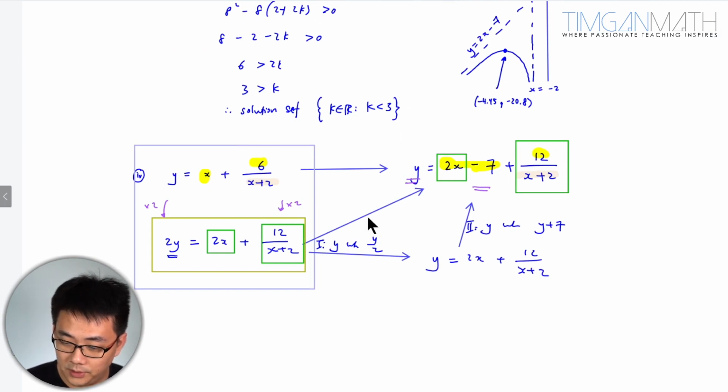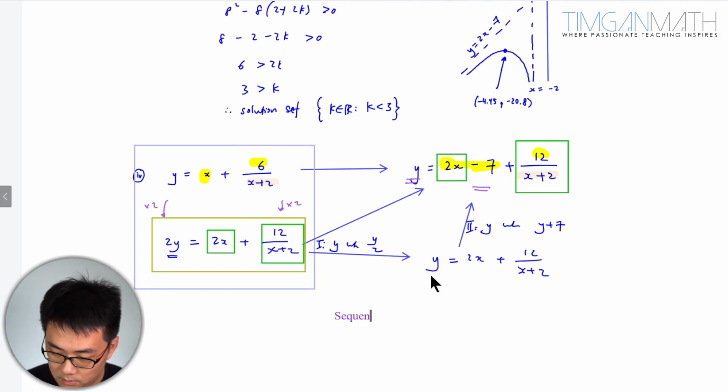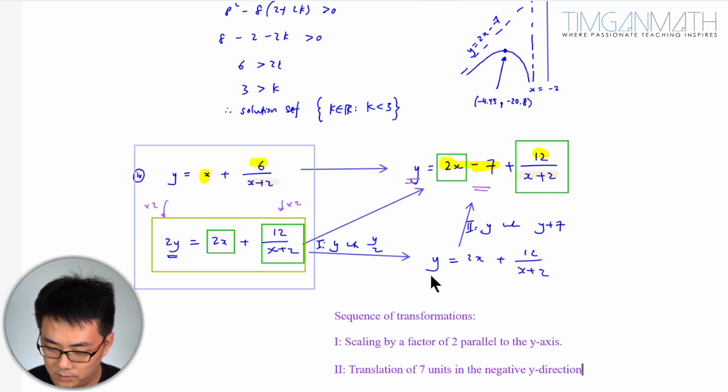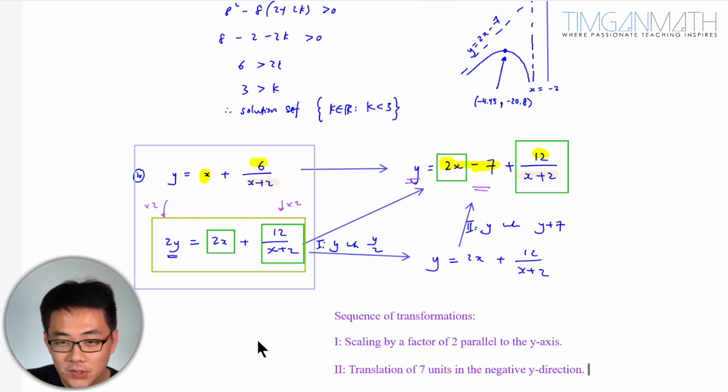So the sequence of transformation will be: the first one, scaling by a factor of 2 parallel to the y-axis. And then number 2, translation of 7 units in the negative y direction. So this is how you do it.